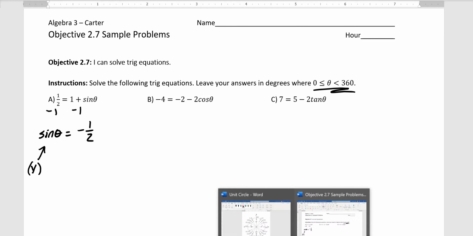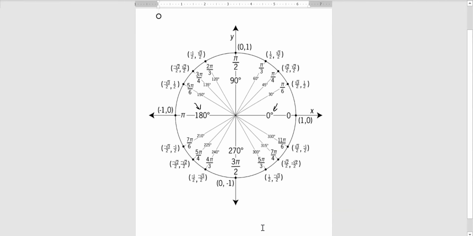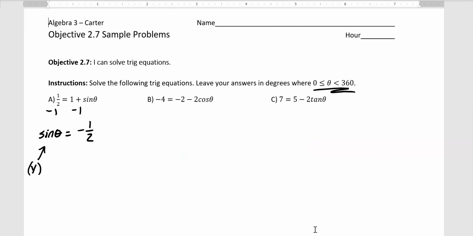So let's pull up our unit circle here. I'm looking for y values of negative 1/2, where I see one in the fourth quadrant. And if this value is negative 1/2, that means this one is as well. I'm looking for the degrees of those angles, so that would be 210 degrees and 330 degrees. Let's pull up our sample problems again, and we'll see that theta is 210 degrees or 330 degrees. And those are our two values for theta there.